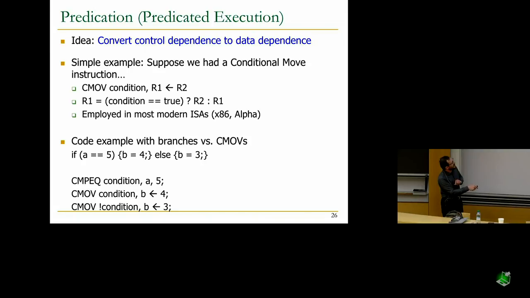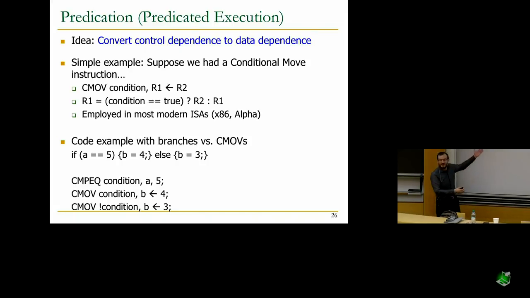Based on the condition register, it moves 4 to B. If this is true, this is done. And you have a conditional move instruction that tests the opposite condition and moves 3 into B. Now, if the condition register is set to true over here, this will take effect. 4 will be moved into B. If the condition register is false, based on this condition computation, this will essentially not take effect. It's essentially a no-op, right? This gets converted to a no-op in that case.